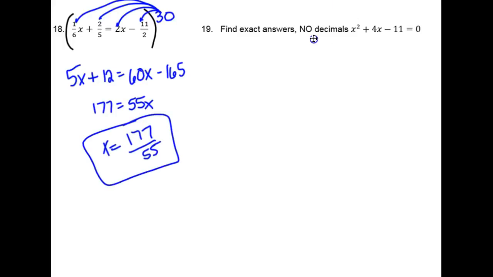All right, this question, no decimals, so graphing's not going to work, and you can't simplify it weird. You can solve it however you want. You can do quadratic formula. You can do completing the square. This one does not factor, however. So I like completing the square. I just like it, so I'm going to use it.